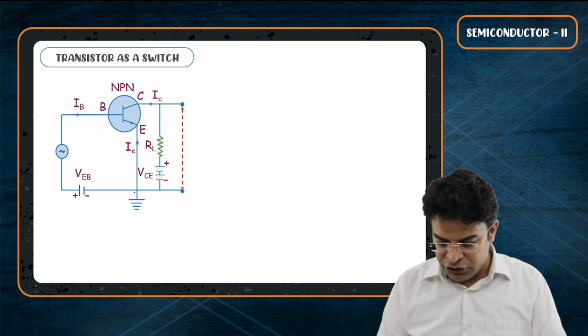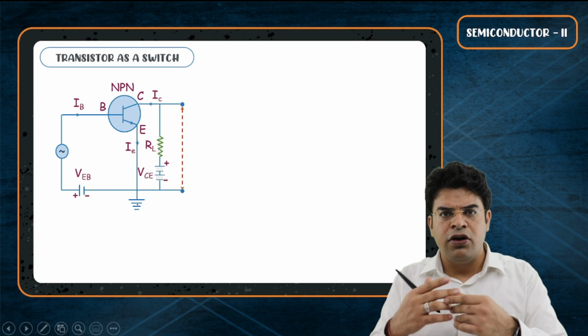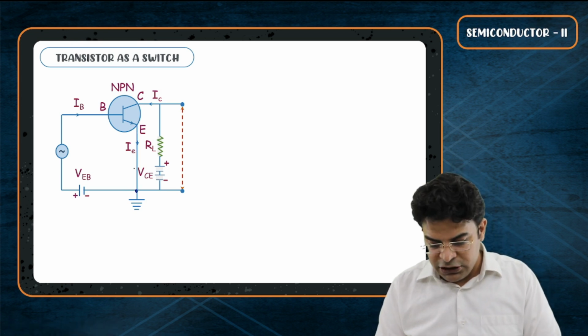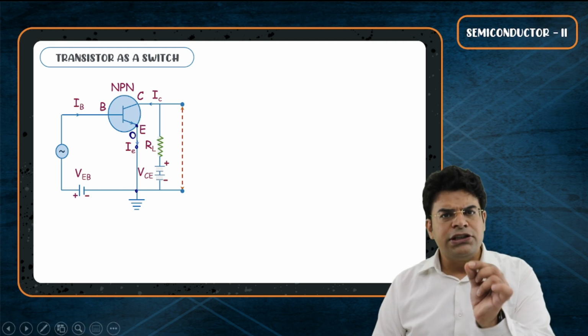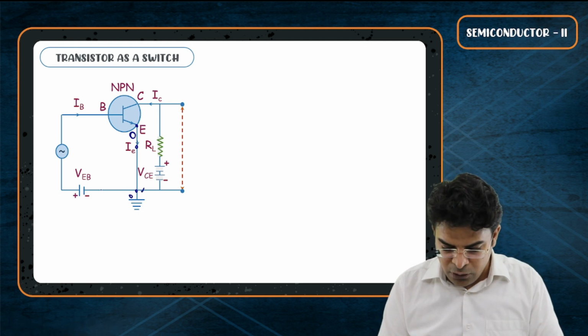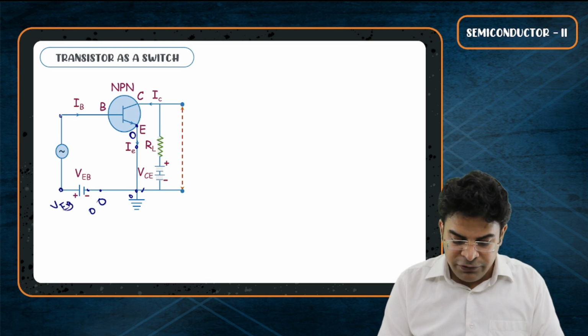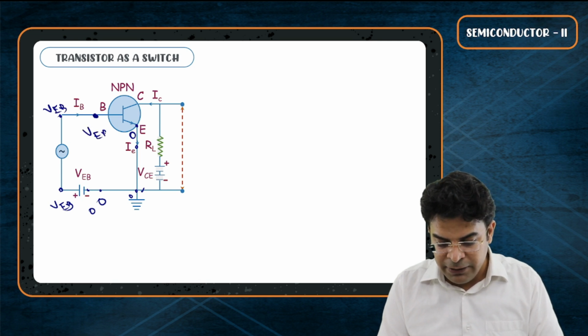If I ask you, given that we have this particular circuit, what is the potential of the emitter? So you will say, sir, the emitter has been connected to ground, so the potential of the emitter will be 0. If I ask you what will be the potential of the base, you will say, sir, going from here 0, 0, 0, going from the negative plate to the positive plate, plus VEB, plus VEB, plus VEB. So the potential of the base will be VEB.